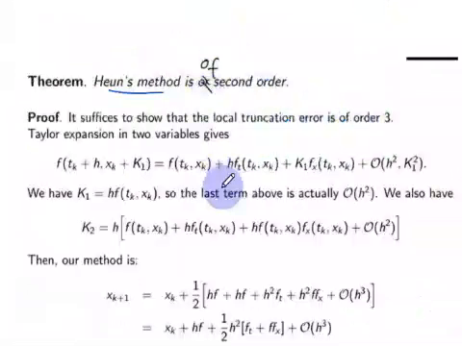In my previous video I talked about the local truncation error and the global truncation error. We know the global or total truncation error is one order less, so it is sufficient to show that the local truncation error of this method is of order 3. That means the global truncation error is one less, that means order 2. For that we want to know the Taylor expansion in two variables. Let's see how to use the Taylor expansion for two variables.